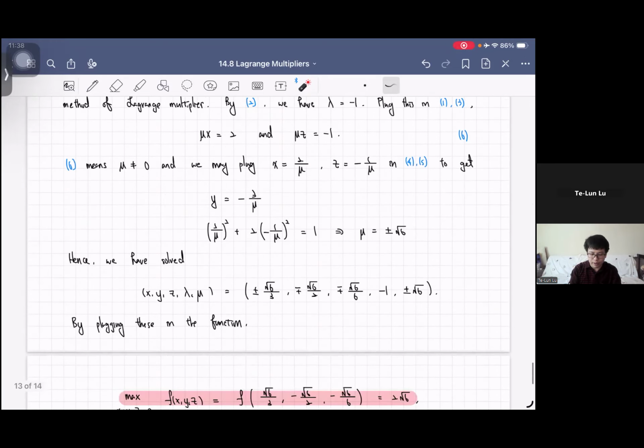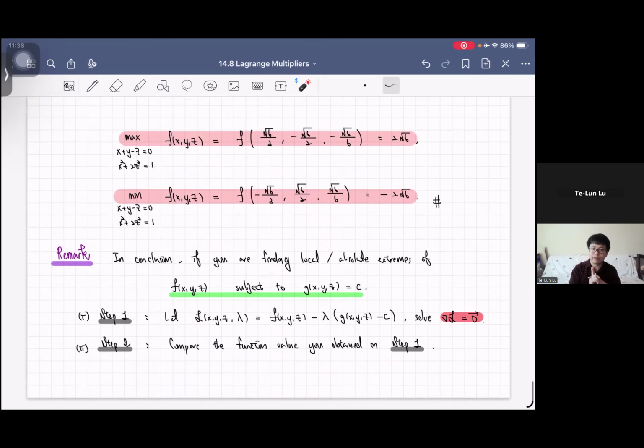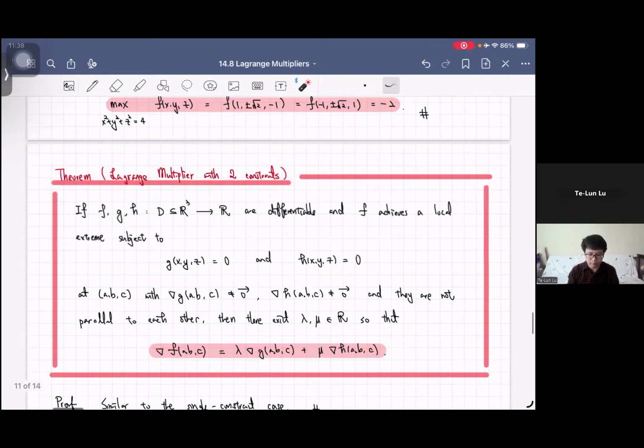Basically, you follow the algorithm. You set up a Lagrangian. You find the critical points for the Lagrangian, and then you verify whether those points give you a maximum or minimum. And that's all.